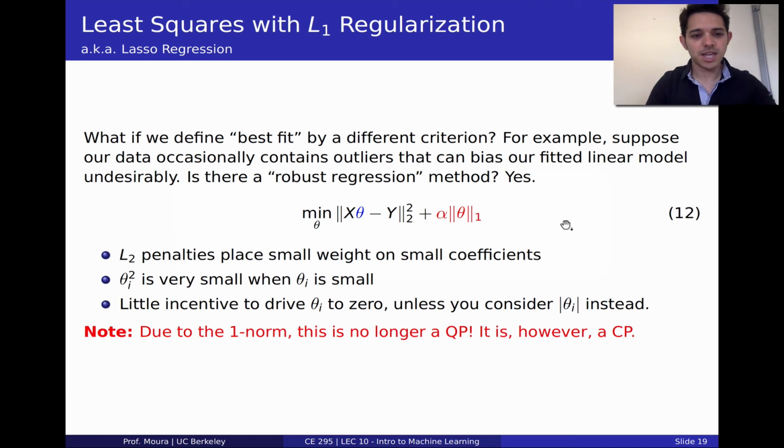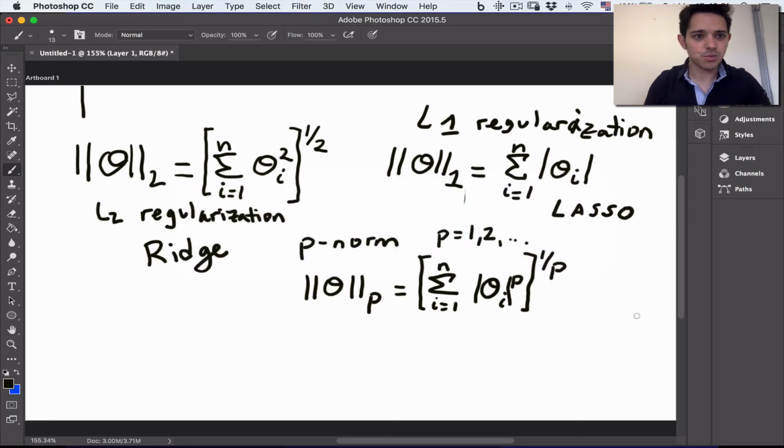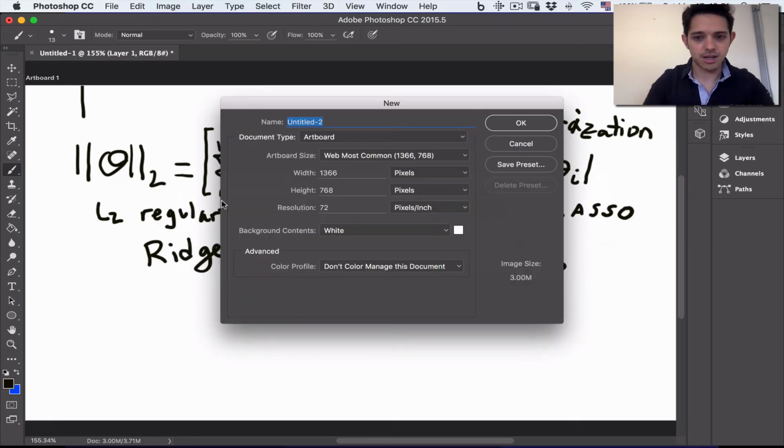So if we think about this, the key difference here is L2 penalties place a small weight on small coefficients because we're taking squares instead of the absolute value. In other words, theta i squared is very small when theta i is small, and because of that, there's little incentive to drive theta i to 0 unless you consider the absolute value of theta i instead. Okay, so it's really going to be helpful if I draw a picture of this.